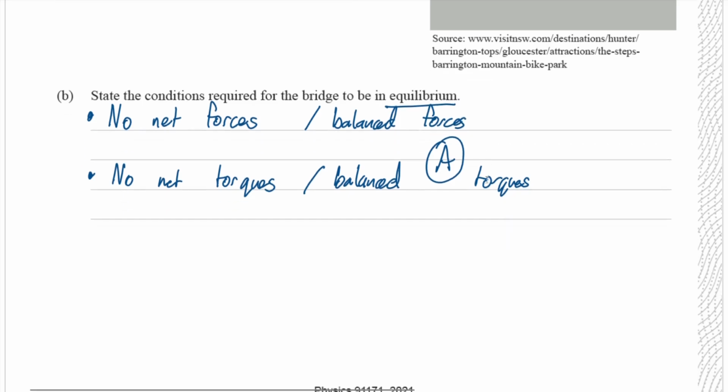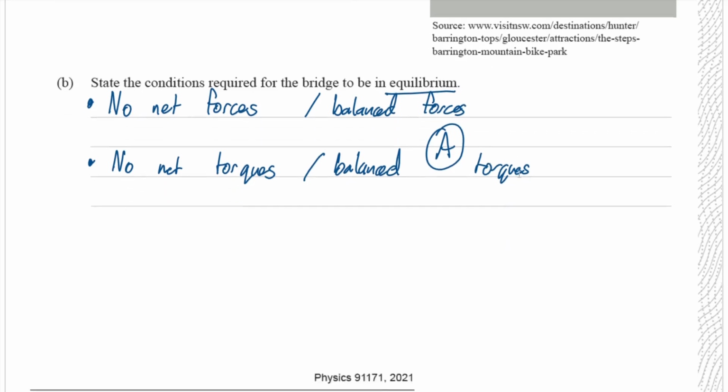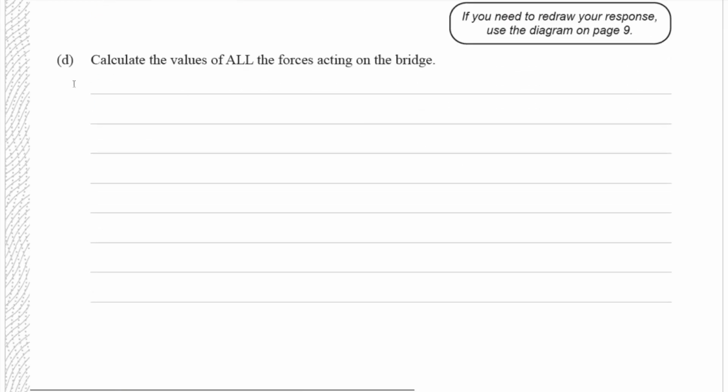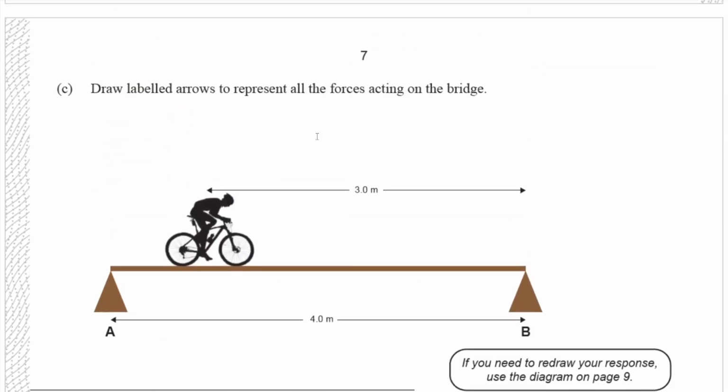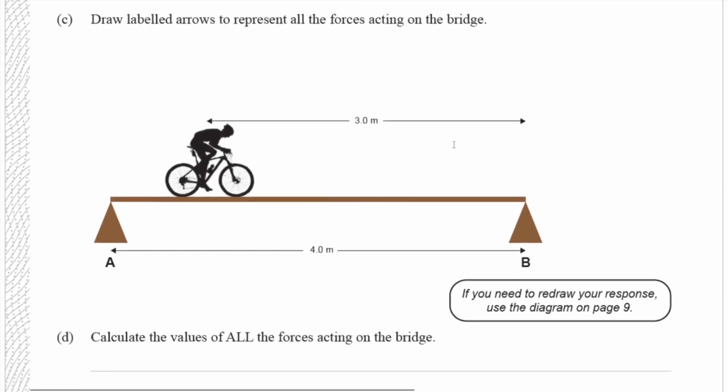Cool. Alright, but those conditions are very important, especially when it comes to questions like this last one that we'll get to, where we analyze a problem. We need to use both of those conditions. Alright, getting ahead of myself though. Question C. Draw labeled arrows to represent all the forces acting on the bridge. Right, so imagine you are the bridge. You are 700 kilograms with a uniformly distributed mass.